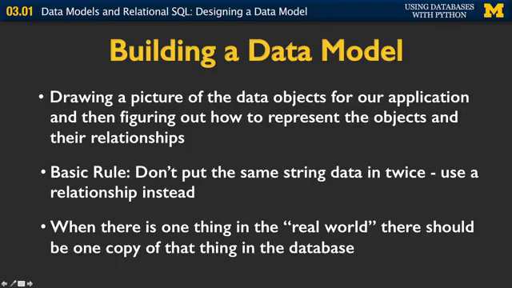So the basic rule is don't put the same string data in twice, use a relationship instead. And the other thing is to model the real world. If you have users and tracks and Christmas tree farms and whatever, you'll have a table for the Christmas tree farms, and another table for the Christmas tree types, and another table for whatever. And so often you're starting to build an application.